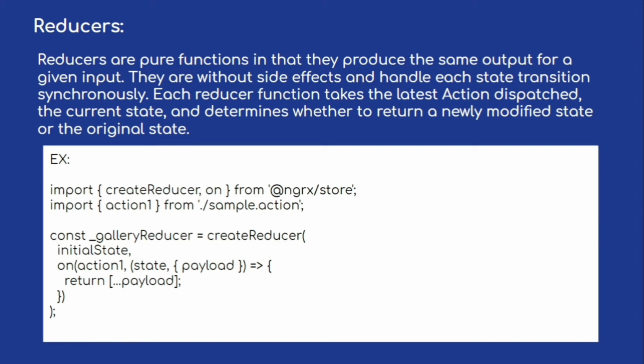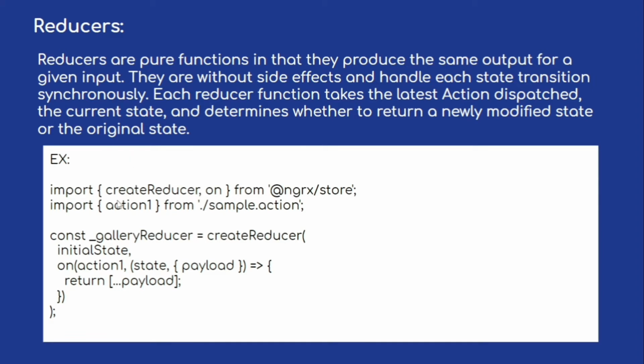Each reducer function takes the latest action dispatched and the current state, and determines whether to return the newly modified state or the original state. So here is the key point for the NgRx reducer. Whenever an action event is raised, reducers will listen for that. Based on the action type and its payload, the reducer will decide whether to give the existing state or create a new state with the input from the action method and return it. That can be carried out by the reducers.